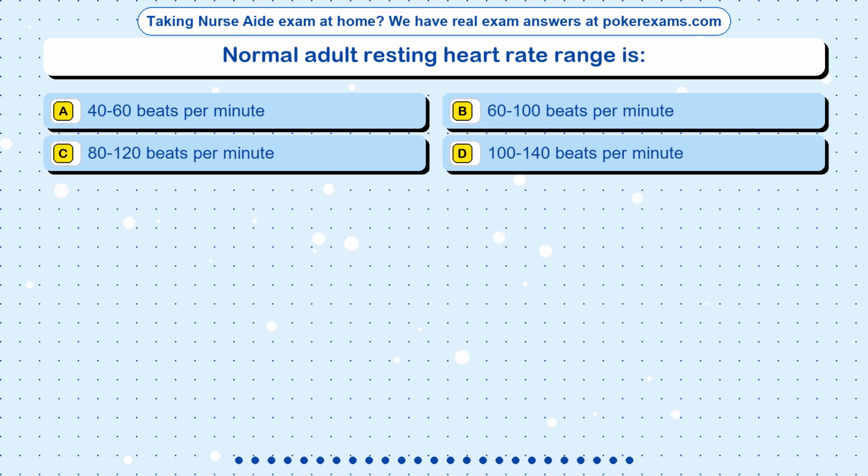Question 18. Normal adult resting heart rate range is: Option A. 40 to 60 beats per minute. Option B. 60 to 100 beats per minute. Option C. 80 to 120 beats per minute. Option D. 100 to 140 beats per minute.